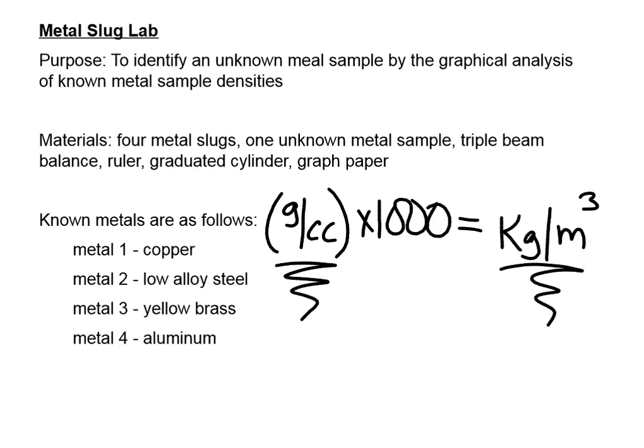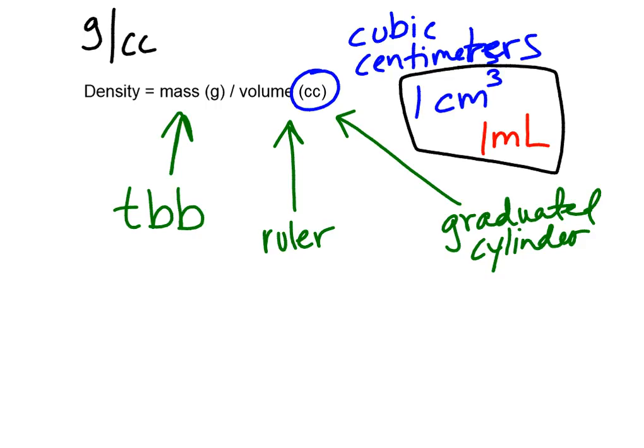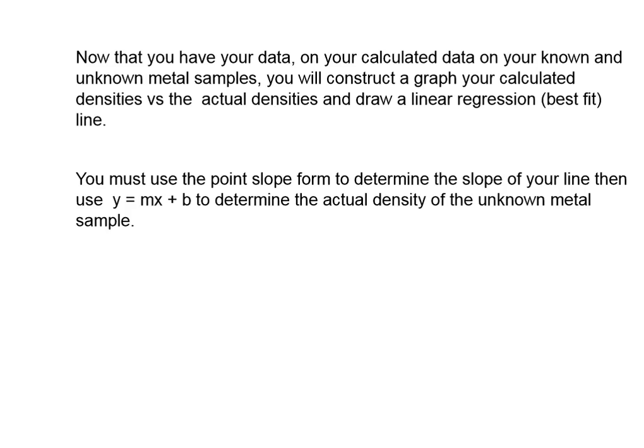Okay, that's, like I said, present on Classroom. So what you'll be doing is, now that you have it, you're going to calculate the densities of all of your metal samples, including your unknown metal sample. At this point, you're going to have the calculated densities for your known and unknown metal samples, and you will also have the known metals' densities, the actual literature values.